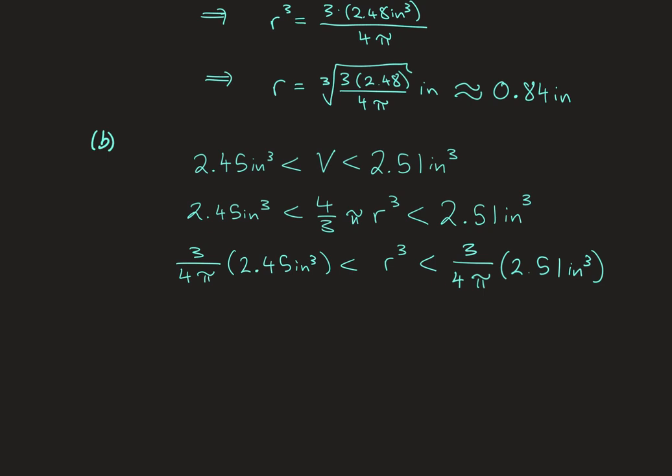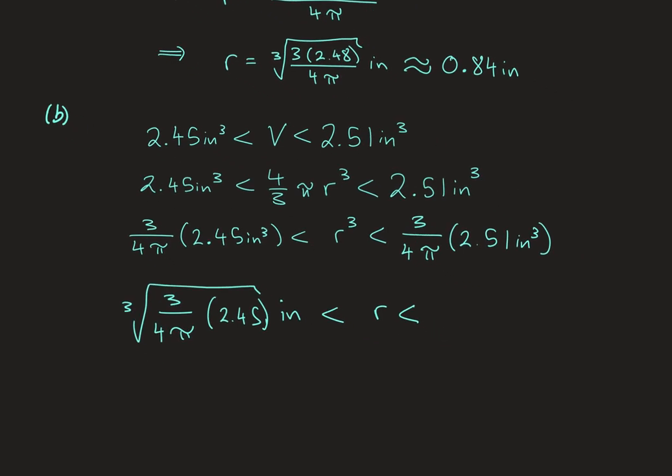So what we have is the cube root of 3 divided by 4 pi, times 2.45 cubic inches. Since I have the cube root here, I can extract the inches without a cube root. And we have the cube root of 3 divided by 4 pi times 2.51 times inches, and both of these can be put into a calculator.